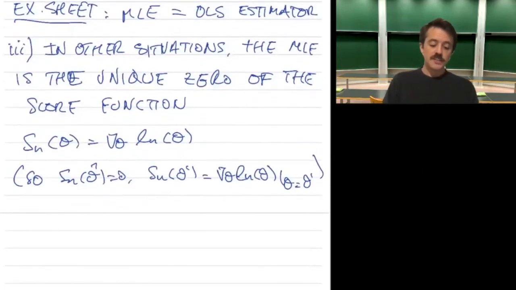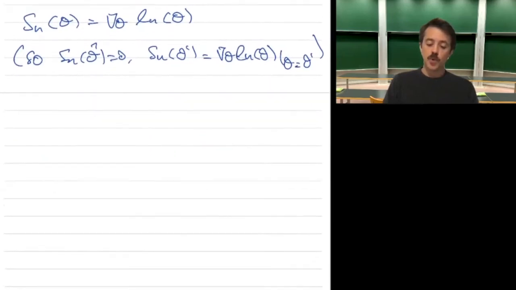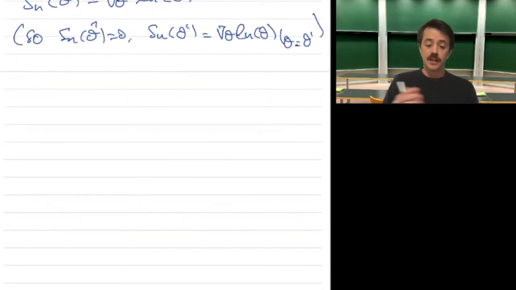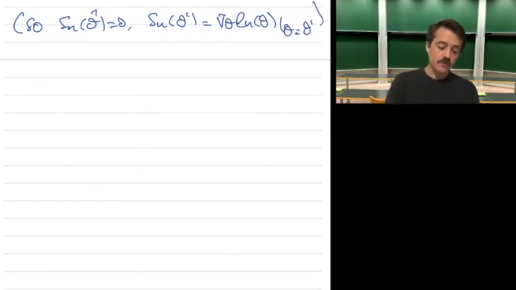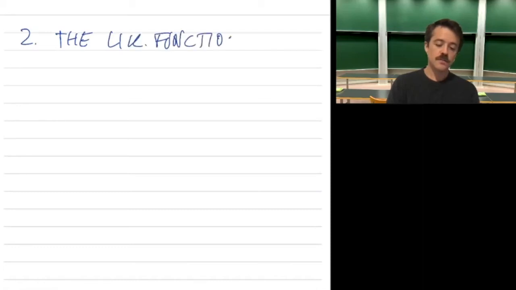Okay, so let's now move on to talk in a bit more detail about the likelihood function, and then talk about what is called information geometry, which is a way for us to get intuition for the MLE through information theory. So this is part 2: the likelihood function and information geometry.